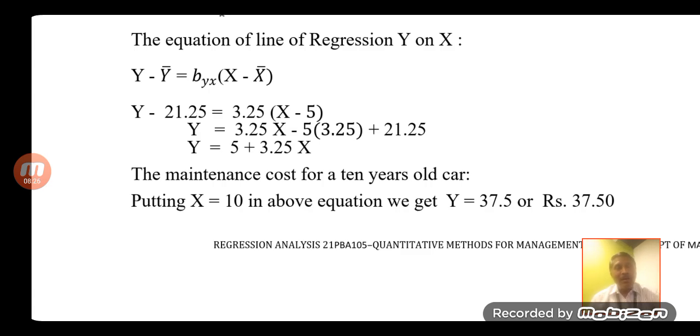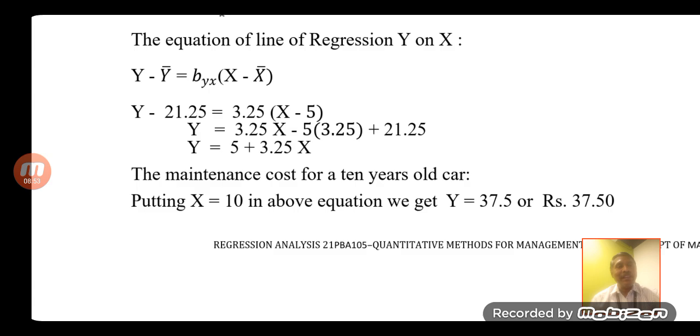Now we reduce that. 3.25 multiplied with the bracket gives 3.25x minus 5 times 3.25, and we take the minus 21.25 from the left side to the right hand side, where it becomes plus 21.25. Then we reduce all these values, and finally we get y is equal to 5 plus 3.25x. Therefore the value of y is calculated from 5 plus 3.25x, with the x.